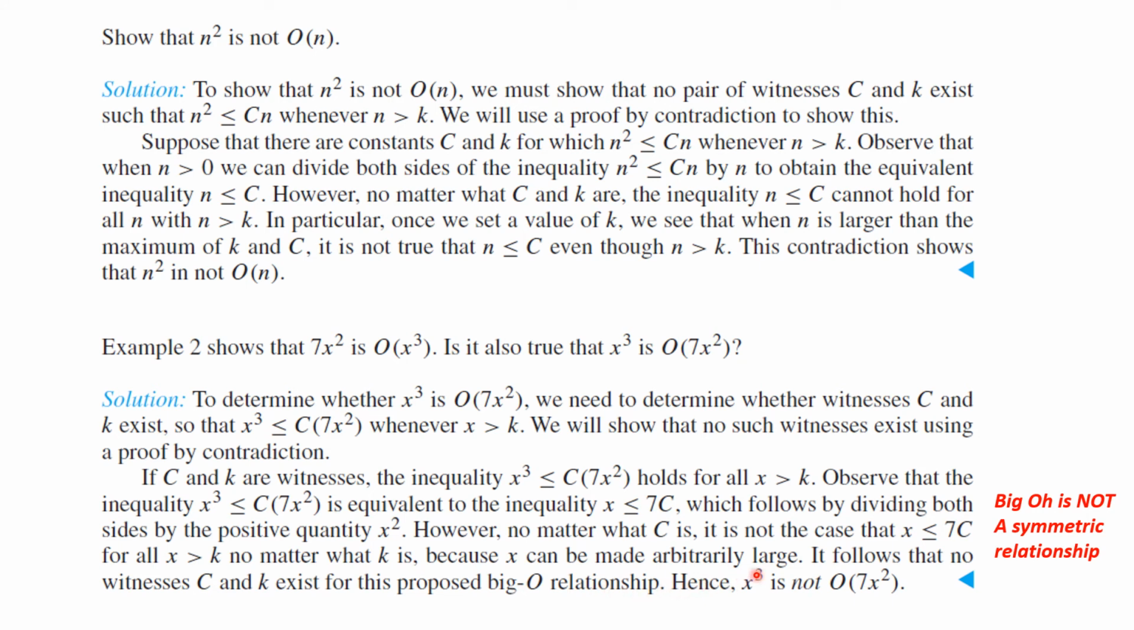Since x can be made arbitrarily large, it follows that no witnesses, c and k, exist for the proposed big O relationship. Therefore, x cubed is not big O of 7x squared. And notice that 7x squared was big O of x cubed, but x cubed was not big O of 7x squared. That means that big O is not a symmetric relationship.